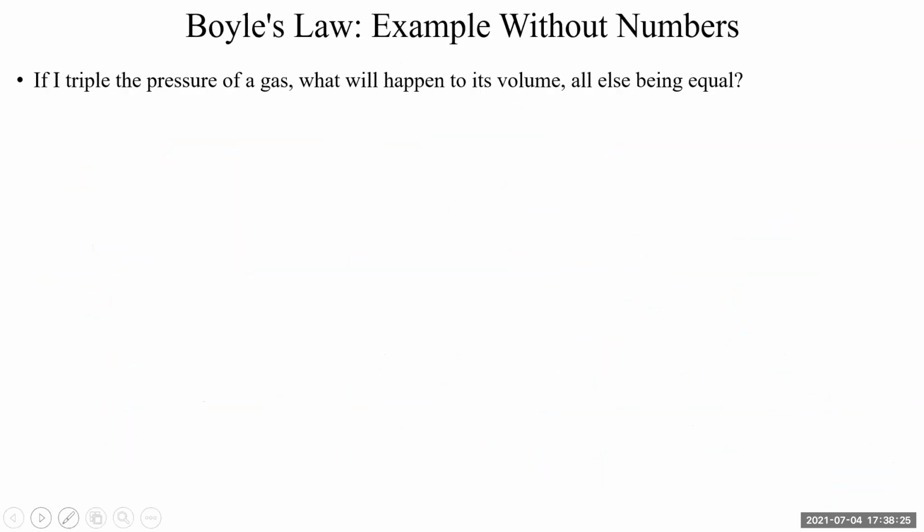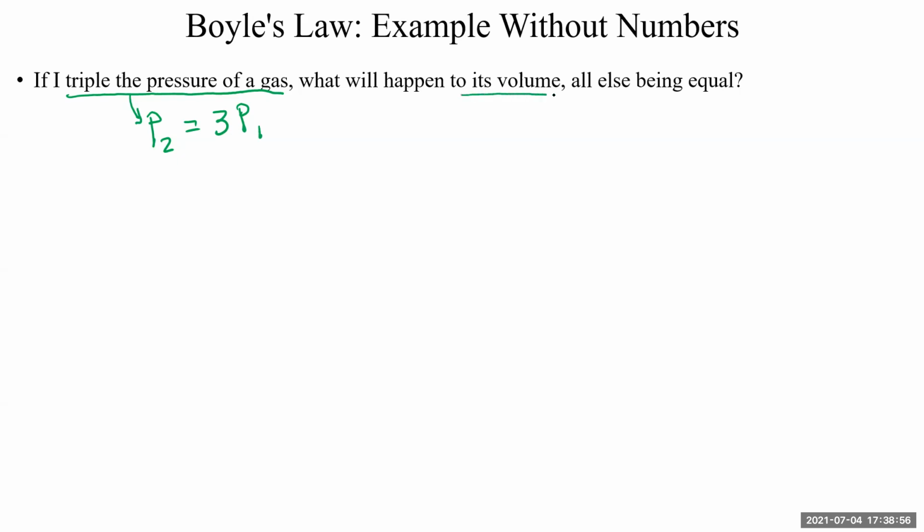Okay, let's try another example. Again, this time completely without numbers, no numbers at all. But we'll see, it doesn't make any difference whether we have numbers or not. So if I triple the pressure of a gas, what does that mean? That means my pressure 2 is equal to 3 times my pressure 1. That's what this means, triple the pressure of a gas. If my beginning pressure is P1, then my final pressure is triple that, or 3 times P1.